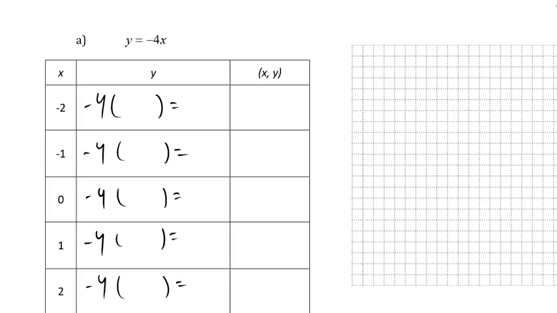Negative 4 times X. That goes in the recycling, Corbin, not the garbage. It's up here at the front.